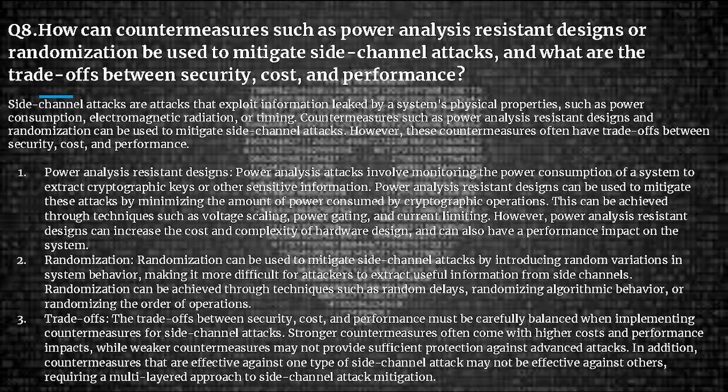So now the third point that we need to consider is trade-offs. The trade-offs between security, cost, and performance must be carefully balanced when implementing countermeasures for side channel attacks. Stronger countermeasures often come with higher cost and performance impacts, while weaker countermeasures may not provide sufficient protection against advanced attacks. In addition, countermeasures that are effective against one type of side channel attack may not be effective against others, requiring a multi-layered approach to side channel attack mitigation.